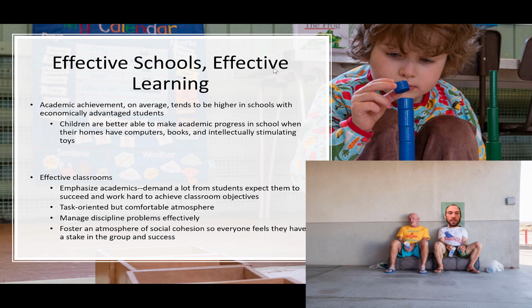manage discipline problems effectively, and foster an atmosphere of social cohesion so everyone feels they have a stake in the group and its success. So the idea here is that on average, schools perform better when they have economically richer children, higher class children, and that's due to the obvious reasons. Those children come from wealthier homes, have more educational resources at home, have more opportunities for tutoring, for example, or just interacting, and opportunities for a caregiver and a child to interact with each other in complex ways that increases school readiness and the development of various cognitive processes associated with educational outcomes.